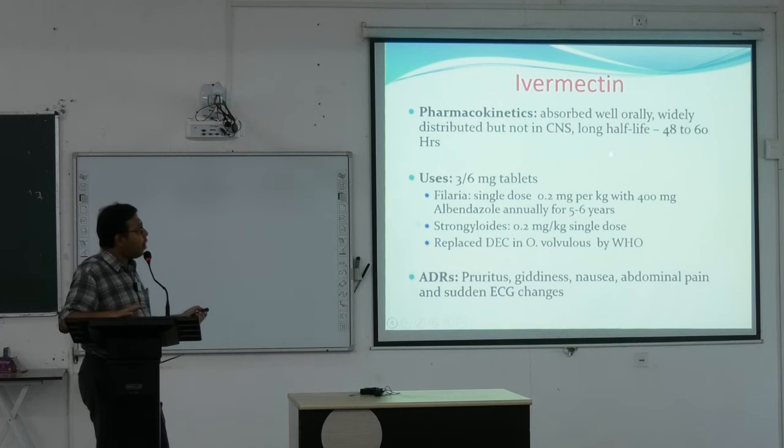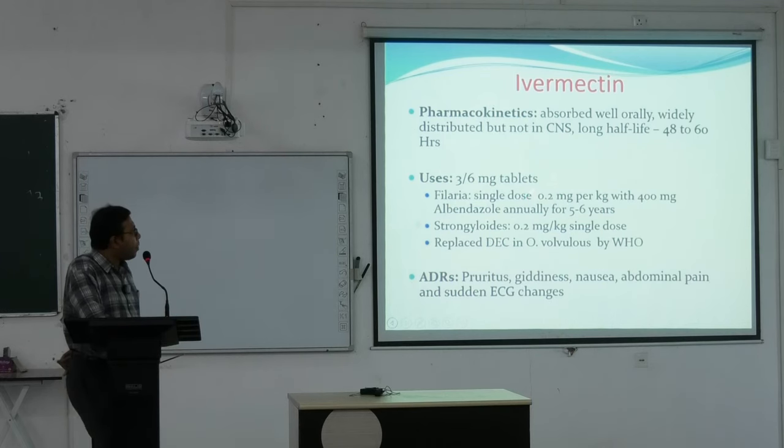Half-life is very long for ivermectin, 48 to 60 hours. It is available as 3 to 6 milligram tablets. For filaria, a single dose of 0.2 milligram per kg with 400 milligram albendazole is given annually for 5 to 6 years. For strongyloidiasis, 0.2 milligram per kg single dose. It has replaced diethylcarbamazine citrate in Onchocerca volvulus by WHO. Again, the adverse drug reactions are very less.